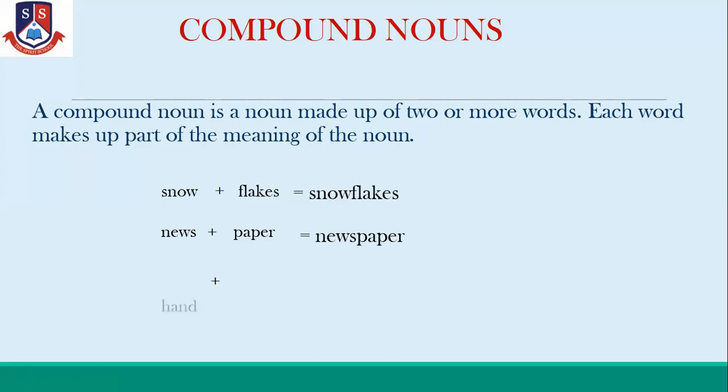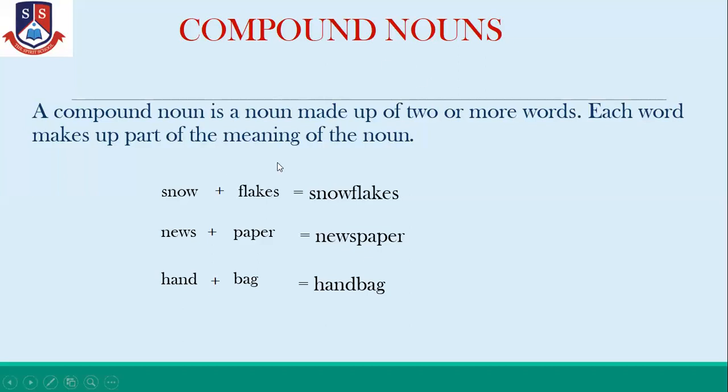Let's see another example. Hand. Hand is a meaningful word. Bag. Bag is itself a meaningful word, and when we join these two words together, it gives a compound noun that is handbag. Handbag is itself a proper noun, a word that gives a proper meaning, right? I hope that the definition of compound nouns is quite clear to you along with the examples.